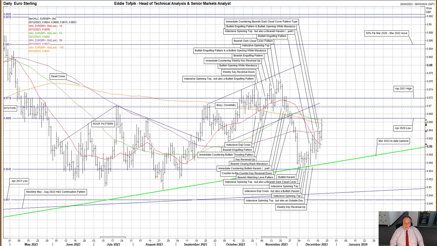In the currencies, Euro Sterling had a significant weekly key reversal up last week that has seen an appropriate follow-on higher this week, straight from the start, and one that has taken on the short, medium and long moving averages. And this is only the half of this week gone by.